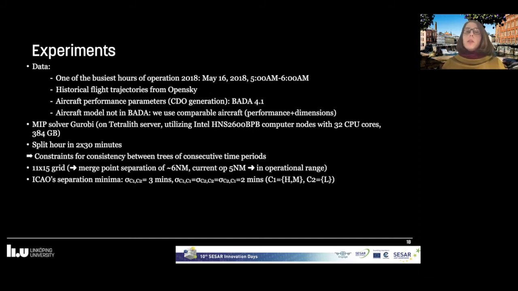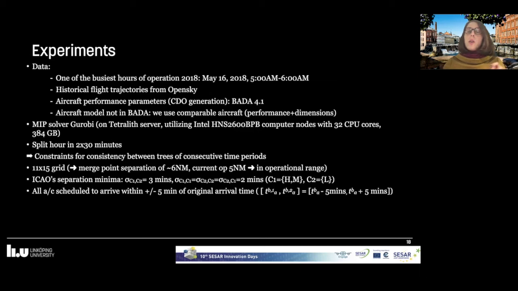We use ICAO's separation minima. So if the leading aircraft is heavy or medium and the trailing is light, then we have 3 minutes, and in all other combinations 2 minutes. We schedule all aircraft to arrive within plus or minus 5 minutes of the planned arrival time, the original arrival time. So we have a time window of 10 minutes.